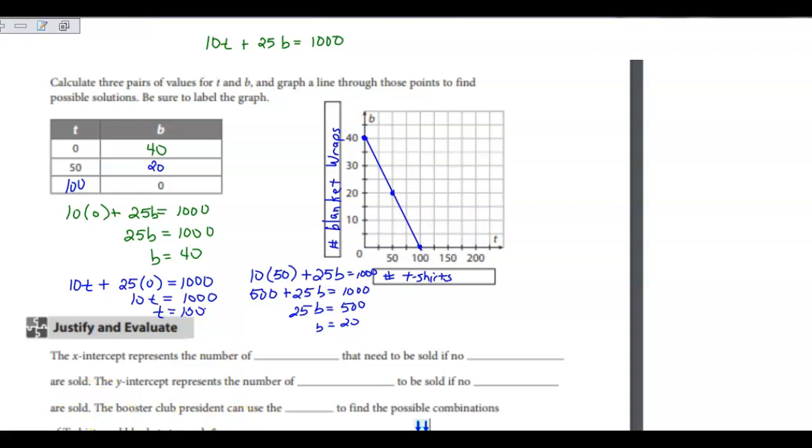So what does this mean? The x-intercept tells me how many t-shirts need to be sold if no blanket wraps are sold. And the y-intercept is telling me how many blanket wraps are sold if no t-shirts are sold.